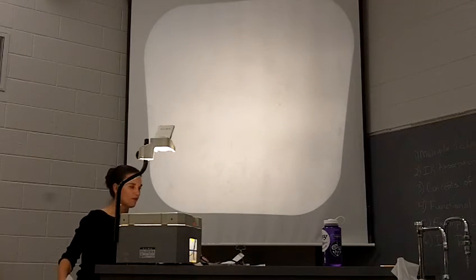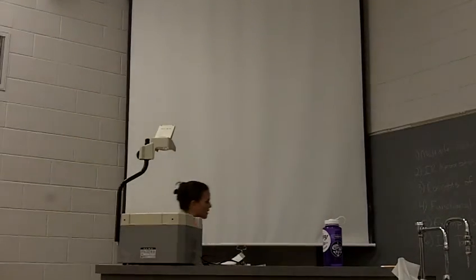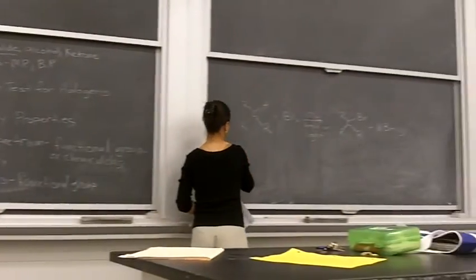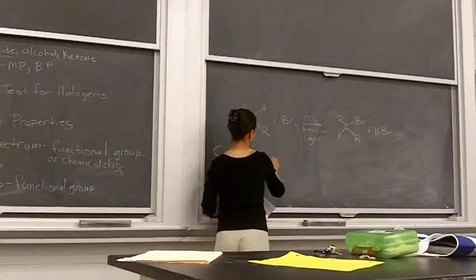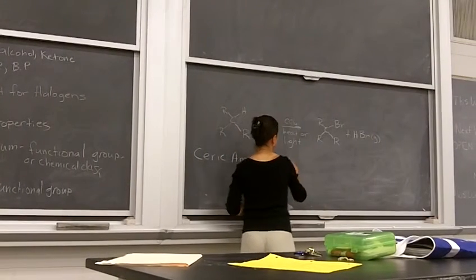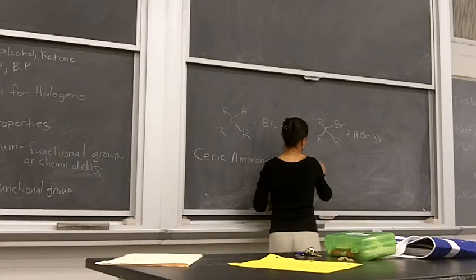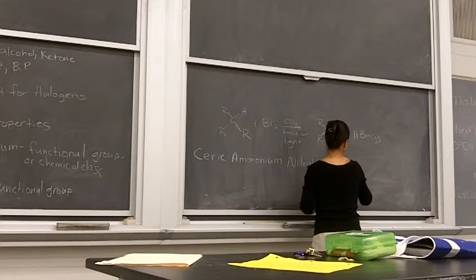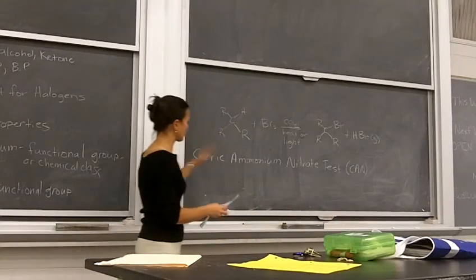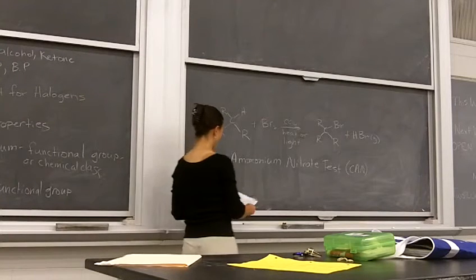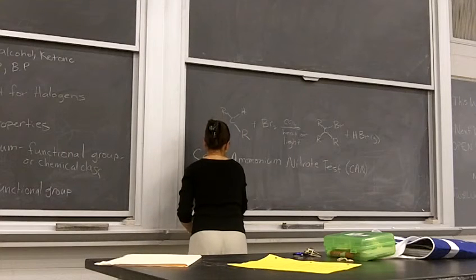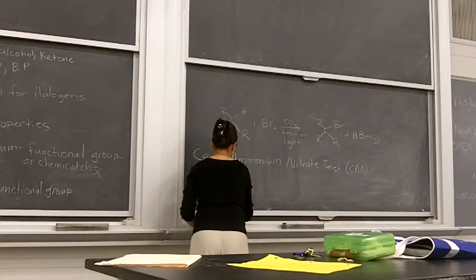Then the last of the chemical characterization tests is a Ceric ammonium nitrate test, which is going to test for alcohols. This is also known as a CAN test. And there's not really a reaction to show with it. It's a complexation of the Ceric ammonium nitrate. So this is our Ceric ammonium nitrate. There's the ammonium piece to it.